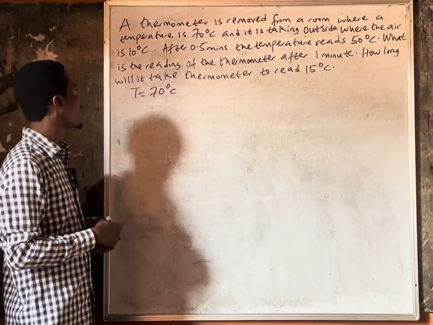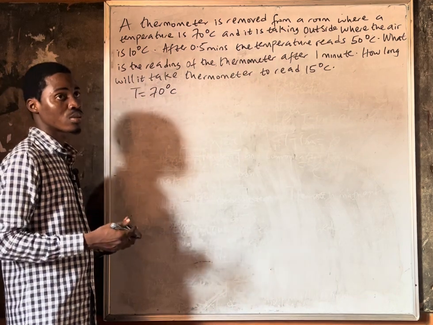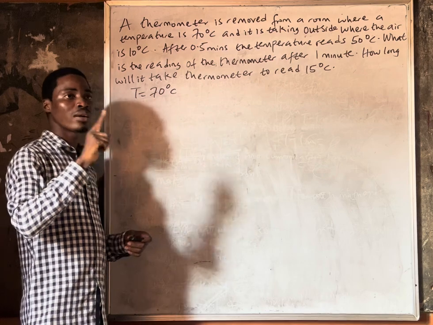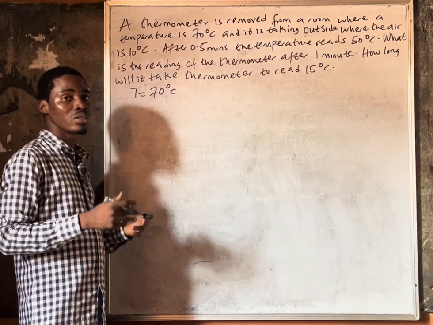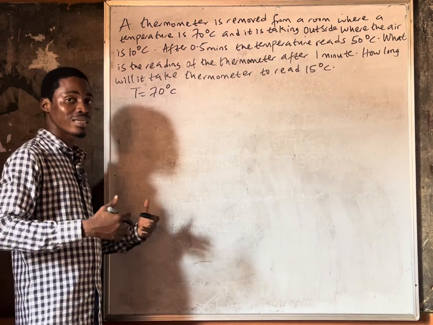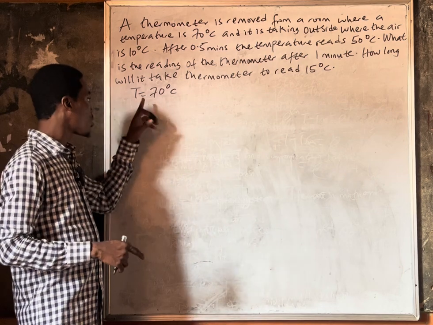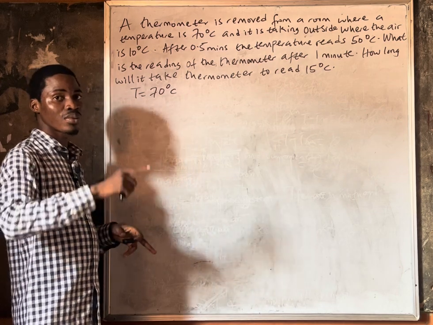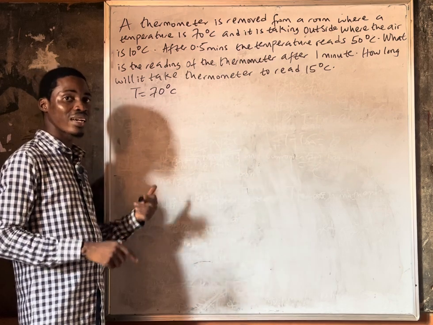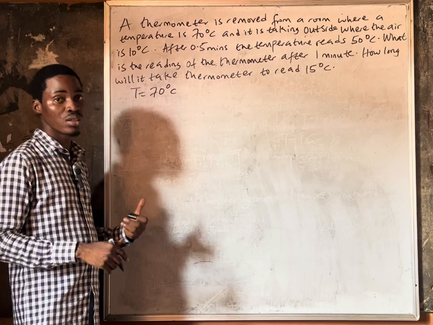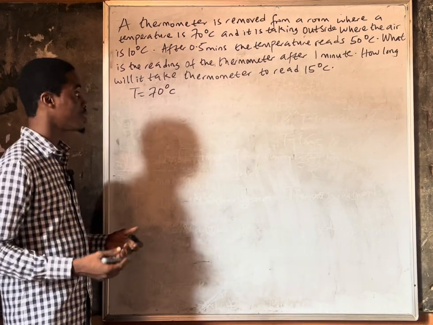And it is taken outside where the air is what? 10 degrees Celsius. It means the surrounding medium is what? The temperature of the body and the temperature of the surrounding, which one is the greatest? The temperature of the body is greater than the temperature of the surrounding, it means we have minus K. That's why we get our K as a constant when I was proving the formula earlier.